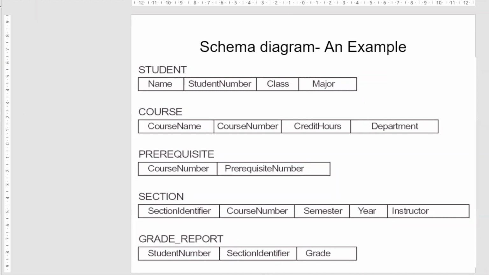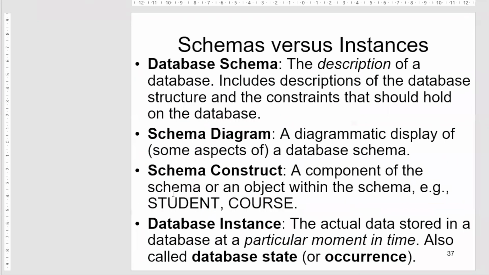Any question on this before we move on? Database schema, did you understand? Schema diagram, schema constructs, database instance. Did you understand these four concepts? Do you need any further clarification? Any question? No? Okay, so let's move on.